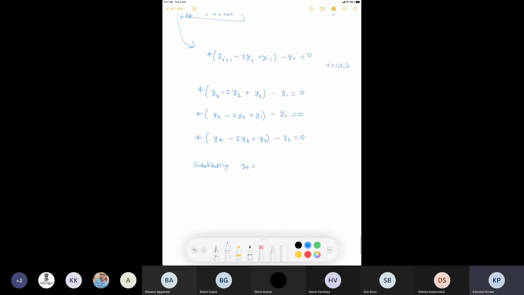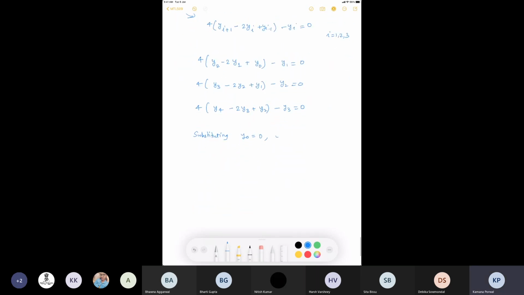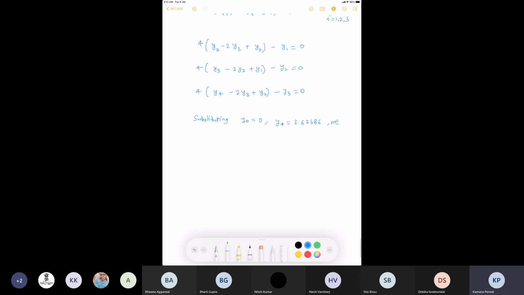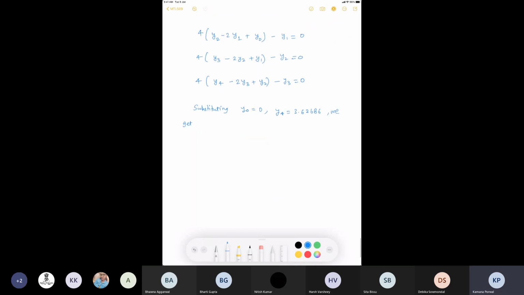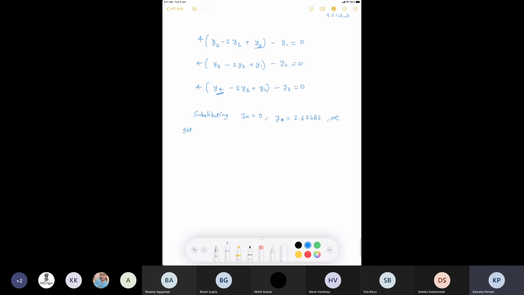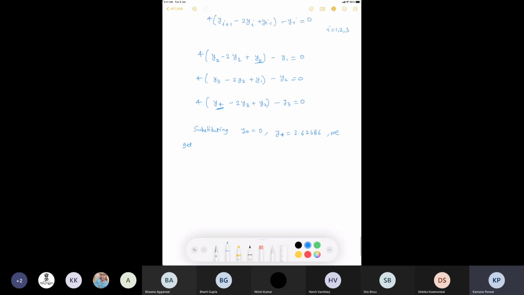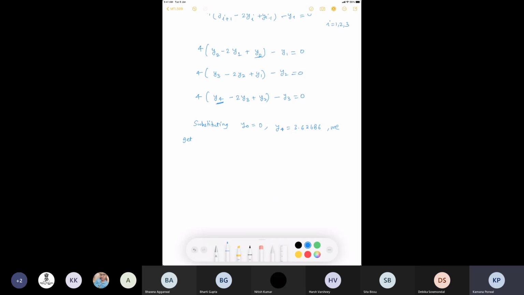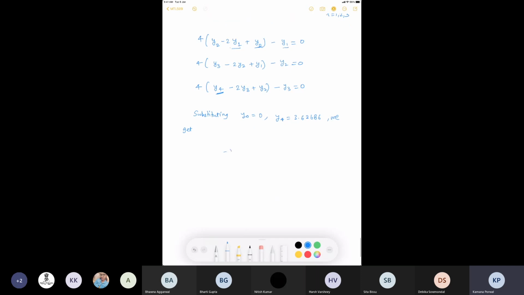So we are going to substitute them. y0 is given to be 0 and y4 is 3.62686, right? So this will give us the following. I'm just going to eliminate y0 from the first equation and y4 from the last equation. Upon simplifying, you have minus 8 y1 here and minus y1 here, so we'll get minus 9 y1 plus 4 y2. This equals 0.